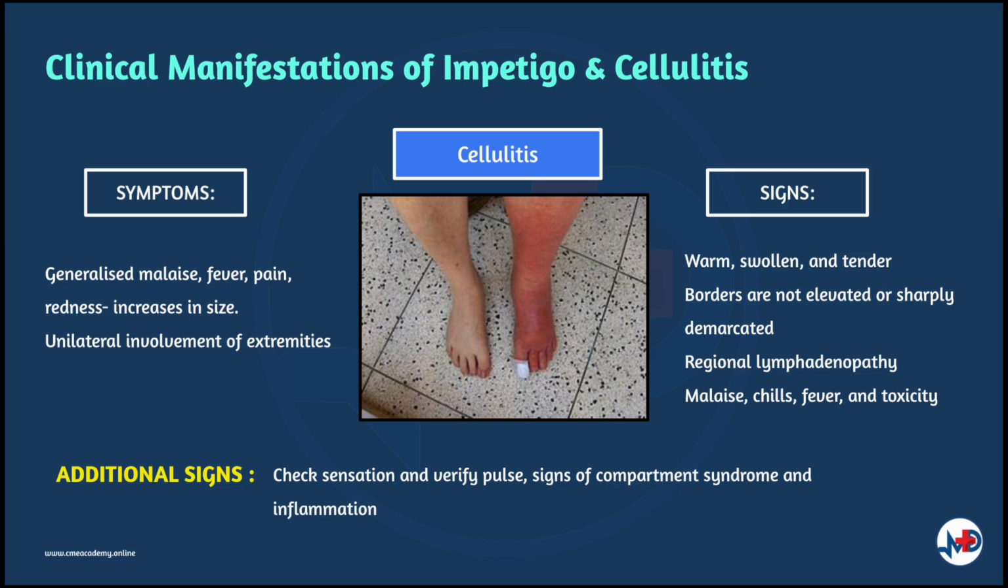Moving on to the pathognomonic signs. So in non-bullous impetigo, you will see honey-crusted lesions, whereas in bullous impetigo, you will see scales on the periphery which develops after the bulla ruptures, leaving a thin brown crust on the remaining erosions.